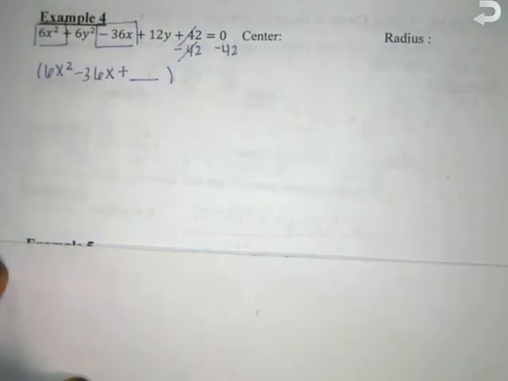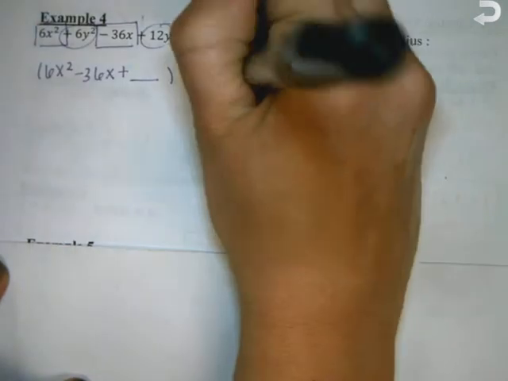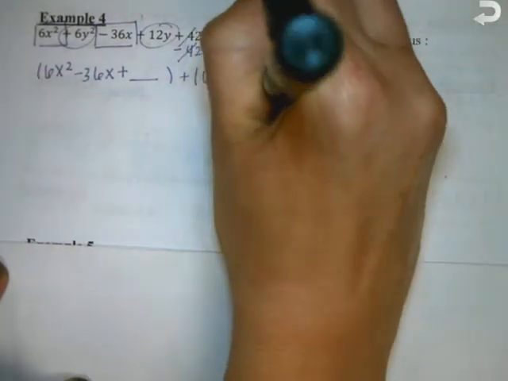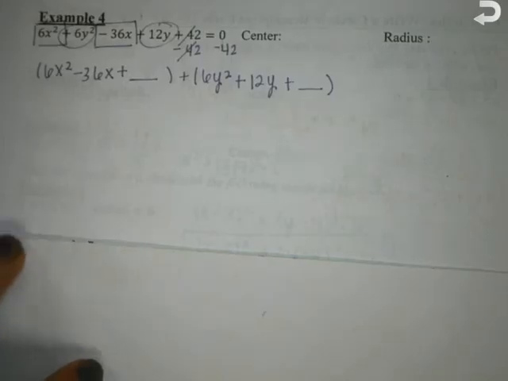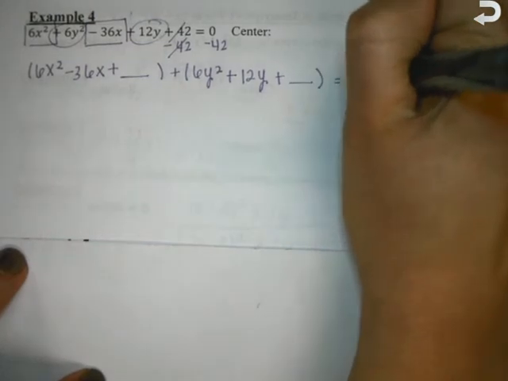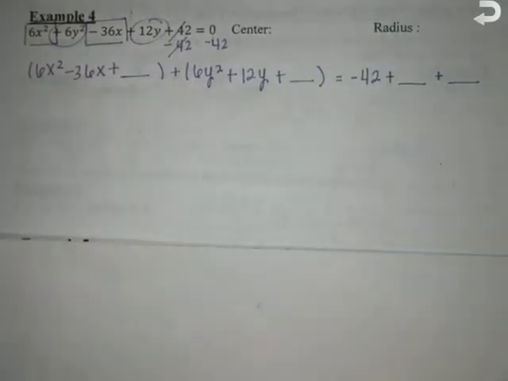And then I have a plus 6y squared and a plus 12y. So let's do plus 6y squared plus 12y plus blank equals negative 42 plus blank plus blank. Okay. What do you guys want to do next? Take out a 6. So let's take out a 6.